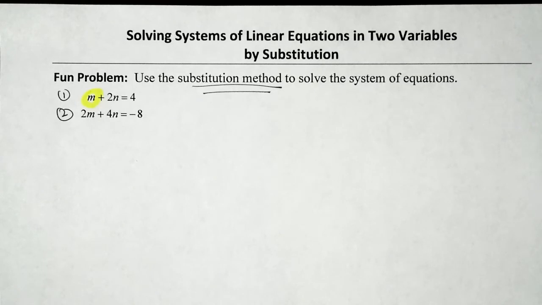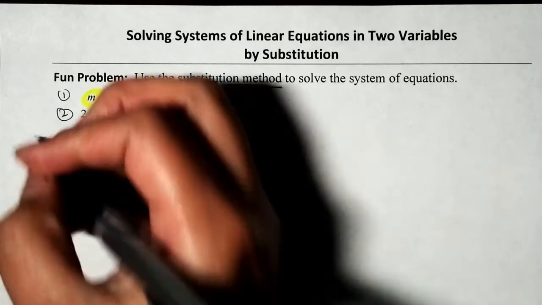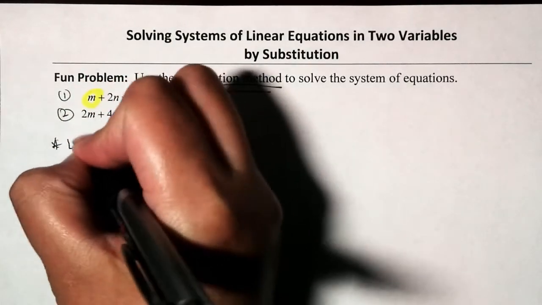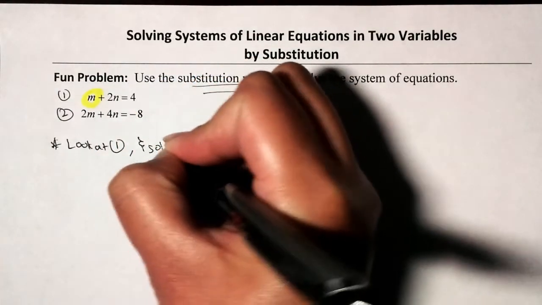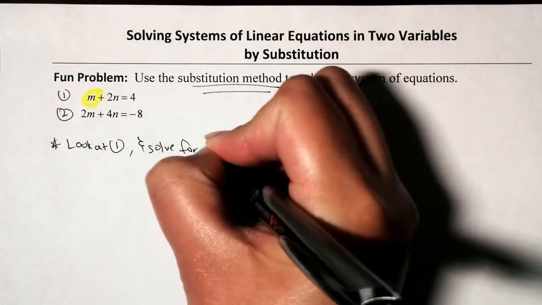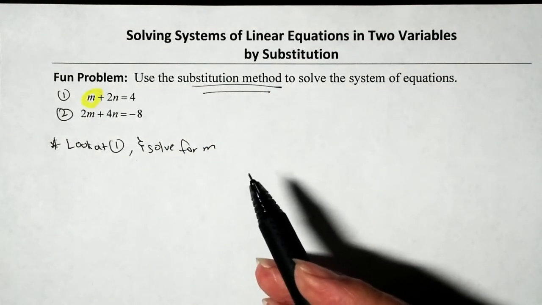So let's talk to ourselves. We want to write down, let's look at the first equation and solve for m. So I'm going to say, look at the first equation and solve for m. Of course, I paraphrase that because we don't have time for that. So let's look at 1 and solve for m.